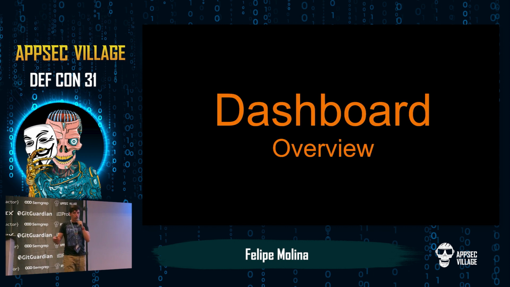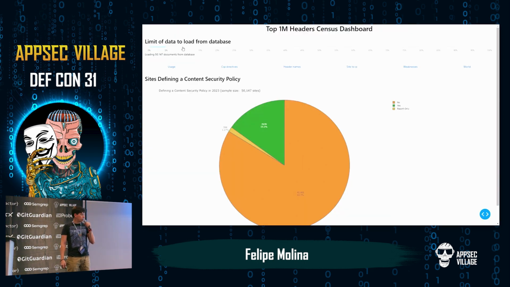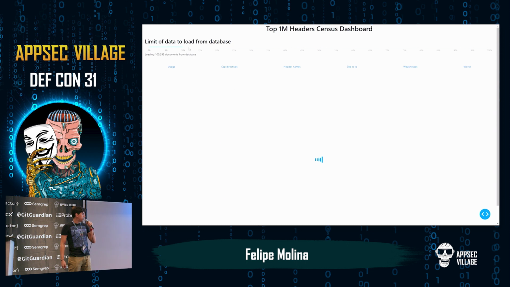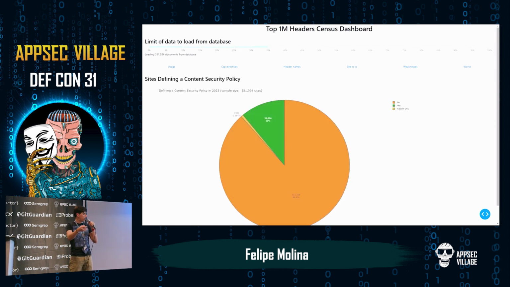Now I'm going to show you a brief view of the dashboard. I'm not going to delve into details of this dashboard. It's just for you to get an idea. So the top bar that you see there is telling the application how many sites to pull from the database, 35%, et cetera.